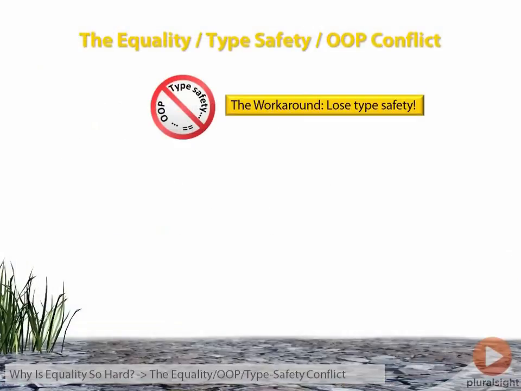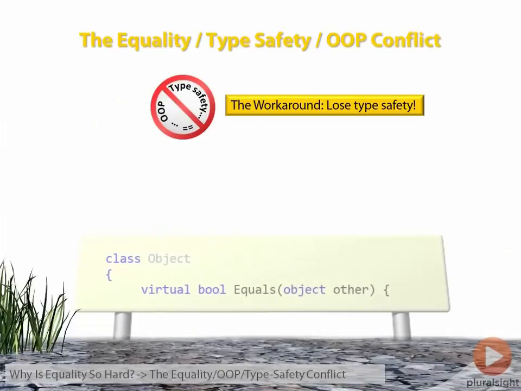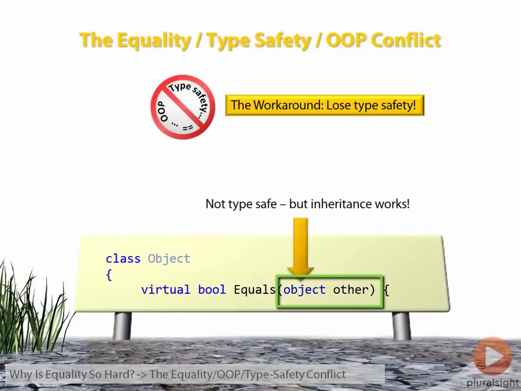Often the only workable way around this is to lose type safety, and that's exactly what you see in the object.equals method, which is the most basic way most types implement equality. This method takes an object as a parameter, which means it's not type safe, but it will work correctly with inheritance.